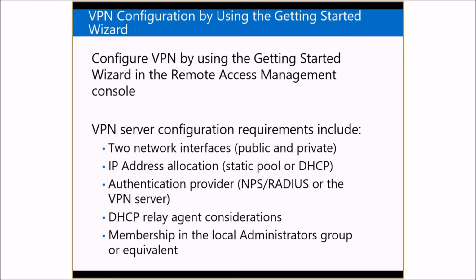We may also need a DHCP relay agent, which is basically if we have DHCP to provide IP addressing, but that DHCP server is elsewhere, not on the same network as this, then we need a relay agent. We'd also need membership in the local administrators group or equivalent. So in order to configure this, we must be administrator.